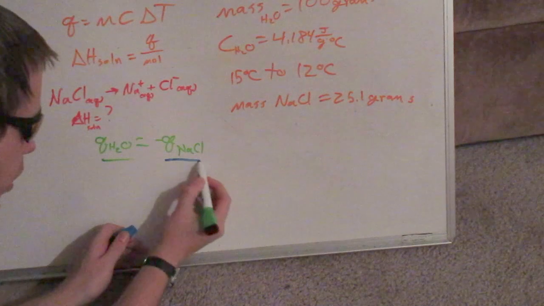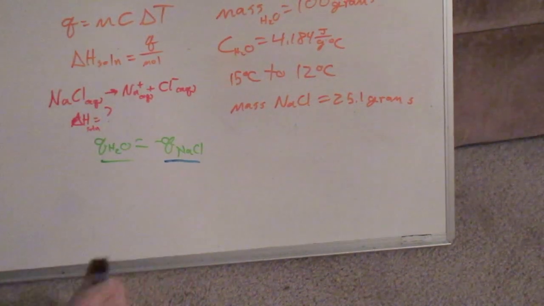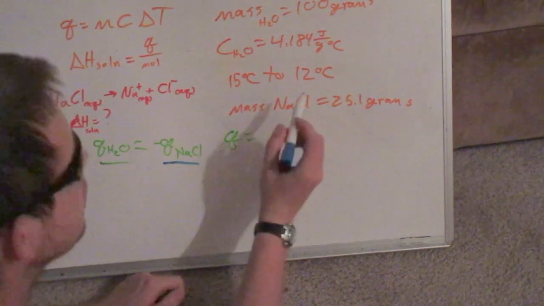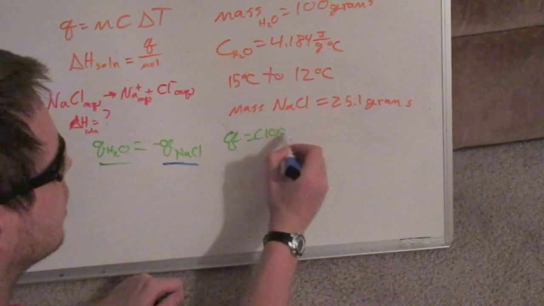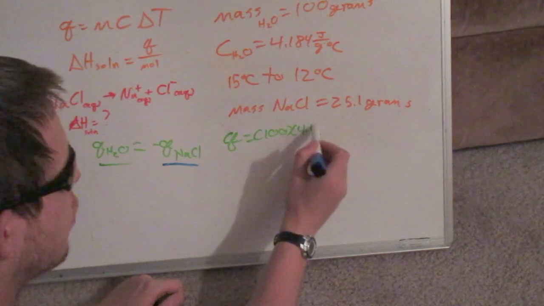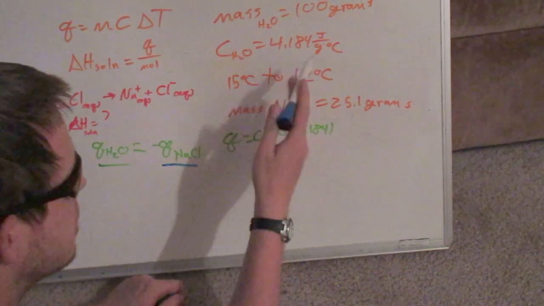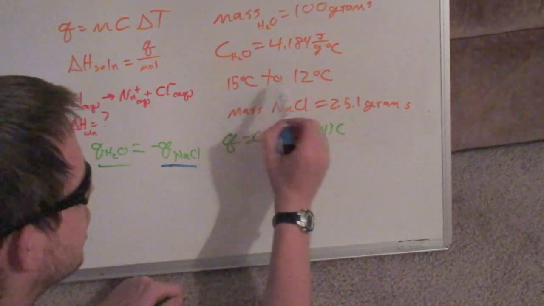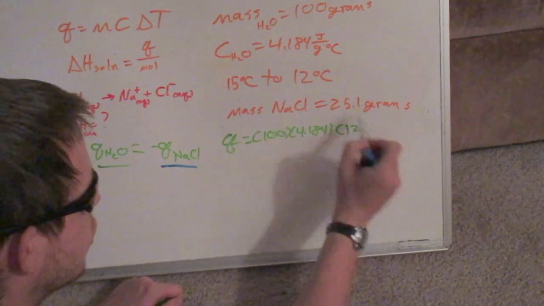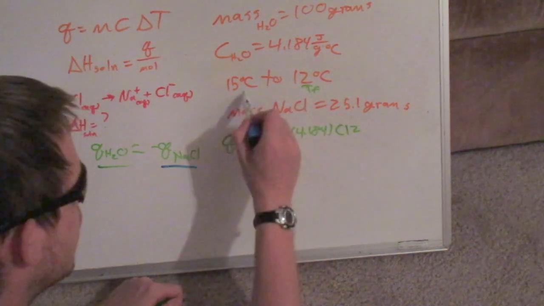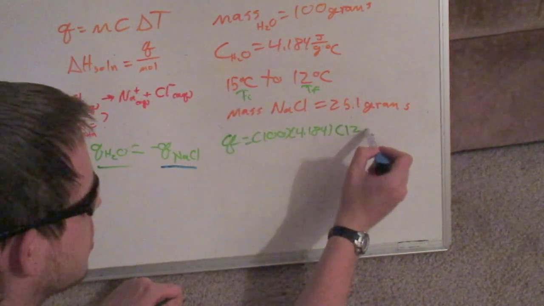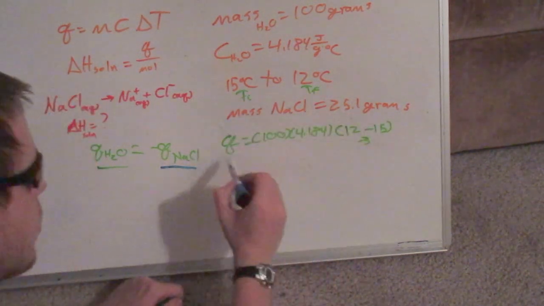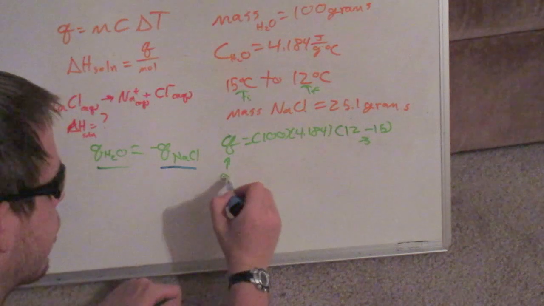Okay, so we'll color code. So, what we've got going here, we've got our Q is, we've got 100 grams of water. The specific heat of water is 4.184. You would be given that information. And we know that the delta T, it went from 15 to 12. Well, 12 is our T final and 15 is our T initial. So it's going to be 12 minus 15. That is -3, which tells you that the water is exothermic.